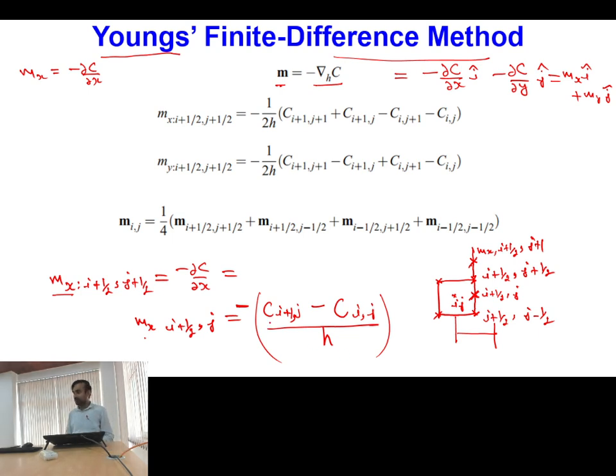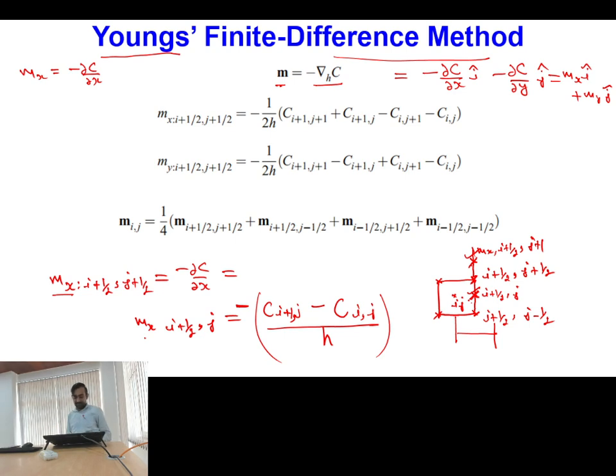C at i plus 1 comma j plus 1 minus C at i comma j plus 1. Is this point clear? So it means I have calculated at this face center and at this face center. Then after that, to calculate at this point, I will take the average of these two. Is the point clear or not?